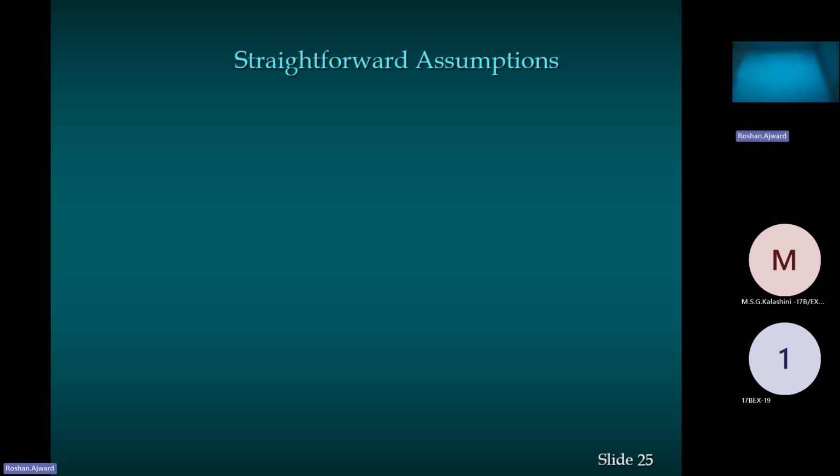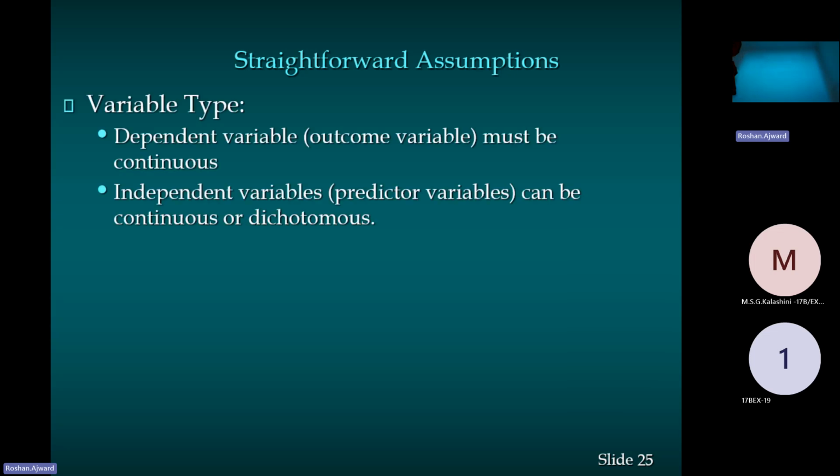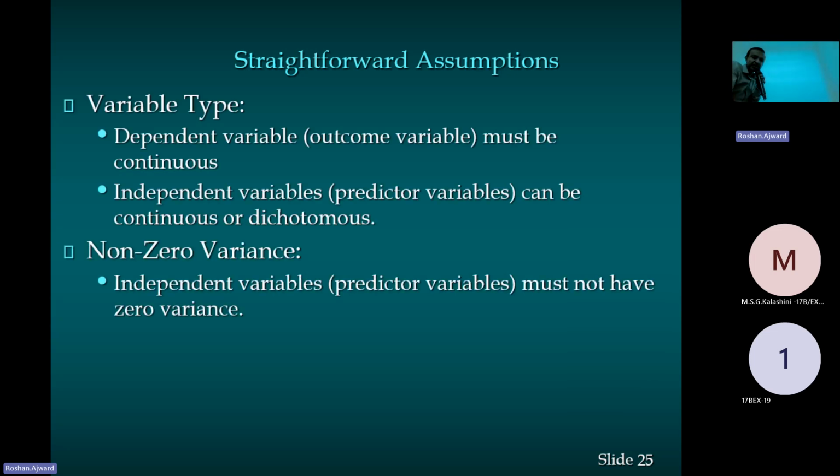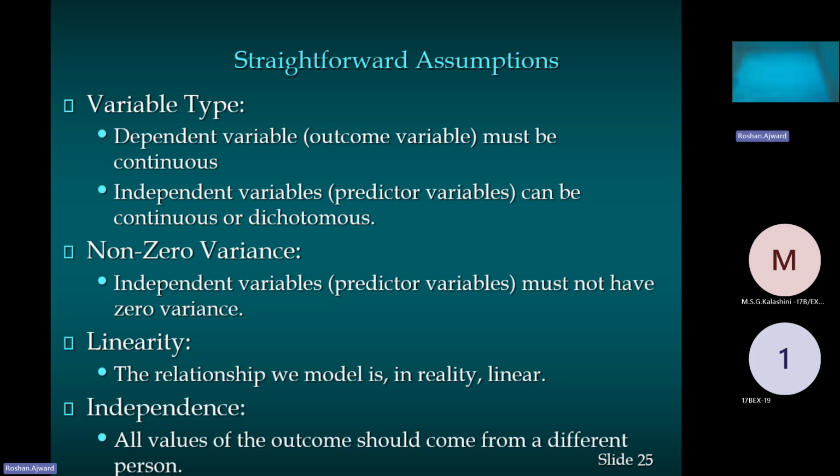The assumptions: the first one was the nature of the independent and dependent variables. Then the second one, non-zero variance. Then linearity, and the final one, independence. All values of the outcome, the dependent variable, and the others should come from different persons, not from the same person. You cannot get a respondent again into the database because no repetitions are accepted. It has to be an independent observation. So these are the straightforward assumptions.